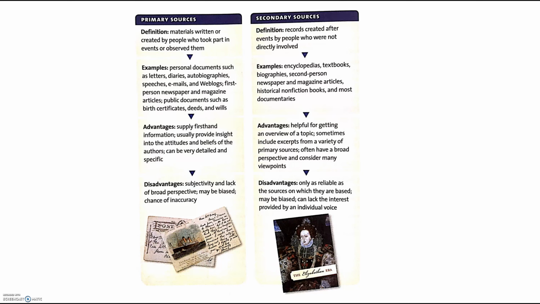Examples: encyclopedias, textbooks, biographies, secondhand newspaper and magazine articles, and so forth. Encyclopedias, like I said, offer a really good history, but the people that were involved in those events didn't write them. Advantages: they're helpful for getting an overview of the topic. They sometimes include excerpts from a variety of primary sources. Your textbook is also a good example of this. However, they are only as reliable as the sources on which they are based. They can be biased, depending on who wrote them, and they can lack the interest provided by an individual choice.